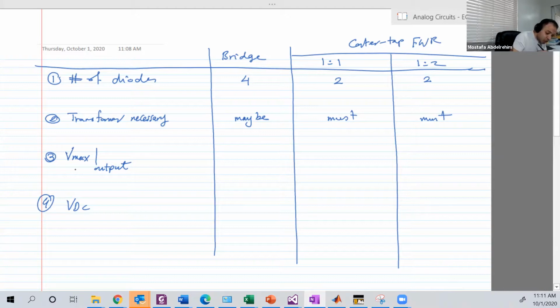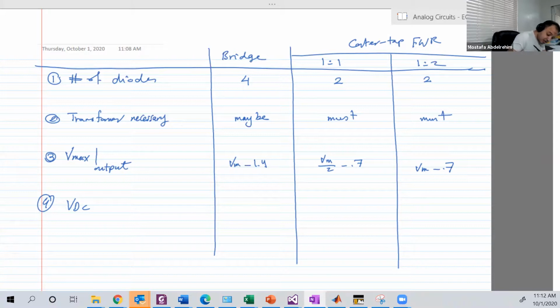The maximum in the output with the bridge was Vmax minus 1.4. Here it was Vmax over 2 minus 0.7. If we ignore the 0.7 and 1.4, of course the bridge beats this one. But for the 1 to 2 center tap transformer, this will be Vmax minus 0.7, better than the bridge. But again, this 0.7 and 1.4 are usually very small compared to the maximum input voltage.